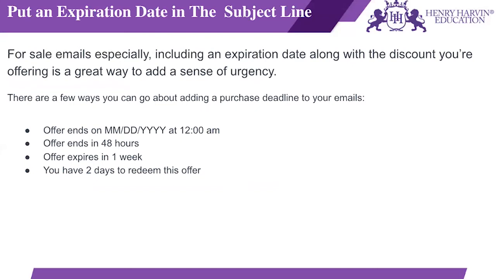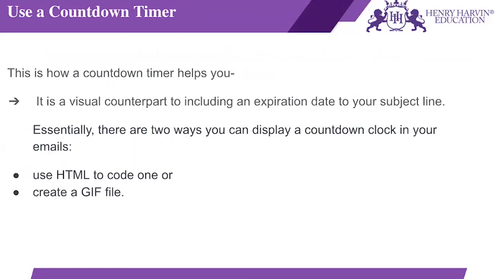We have to put an expiration date in the subject line. Offer ends on so-and-so date at so-and-so time. So this is specifically important when we are talking about sales emails, especially including an expiry date along with discounts that they are offering, which are great or which are heavy discounts. So it creates a kind of urgency again in the mind of the recipient. Offer ends in 48 hours. Offer expires in 1 week. Or you have only 2 days to redeem this offer, post which the product is going to move back to its original price.